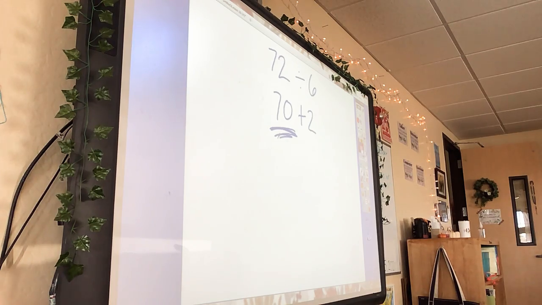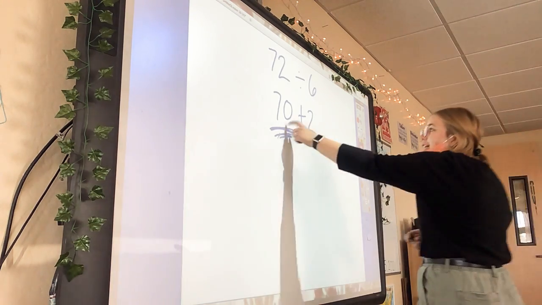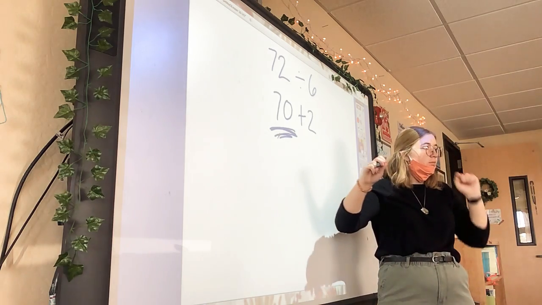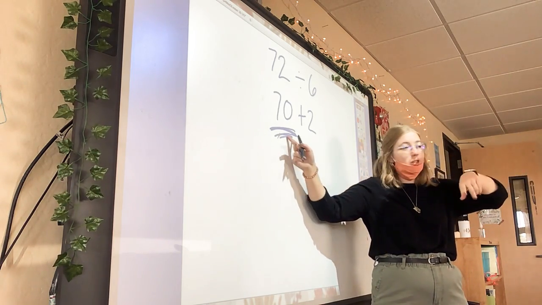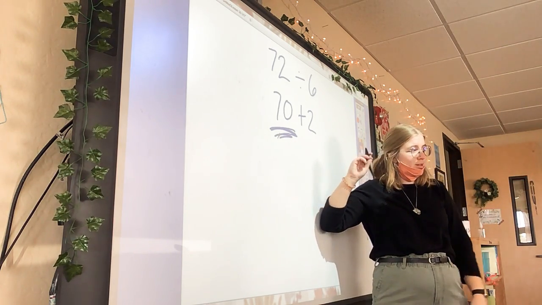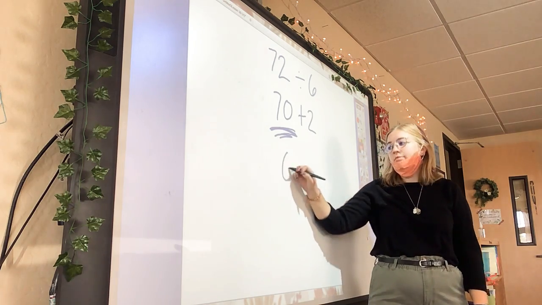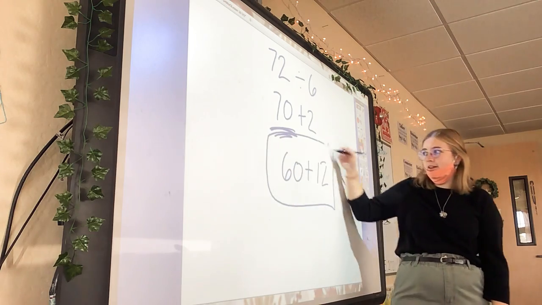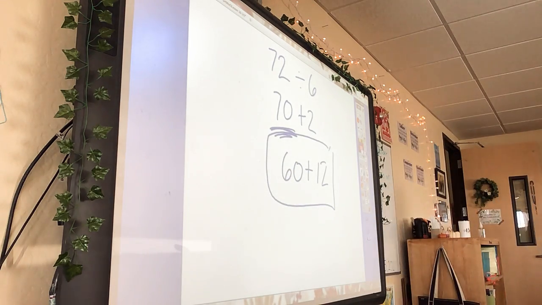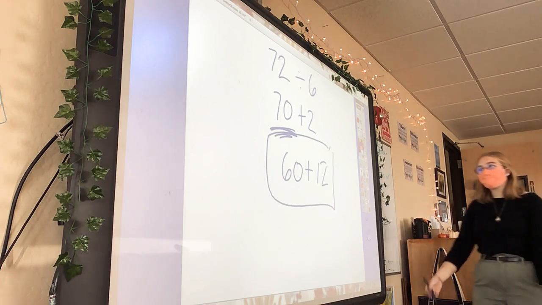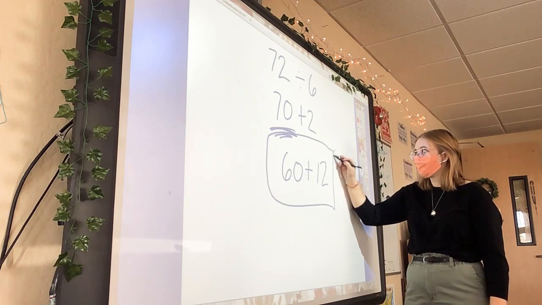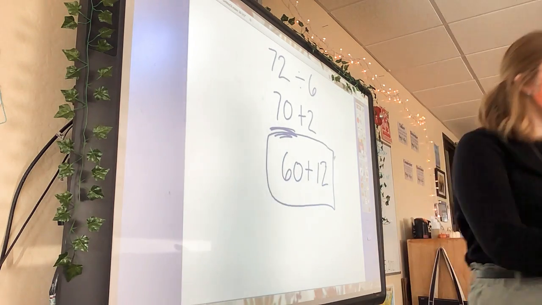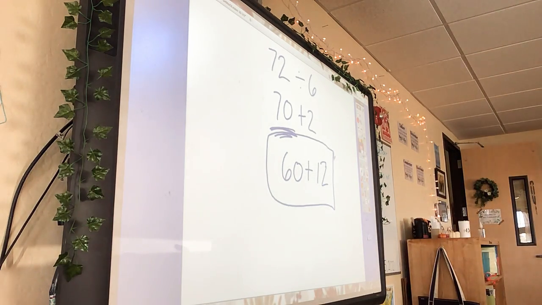Okay, Owen, what did you change 70 to? What did you change 70 to? It's on here. 60 or 60 plus 12. Bingo. Now do the area model, okay? Those are your two parts. 60 plus 12. Class, what's 60 plus 12? 72! There you go. So now do the area model with those two parts.